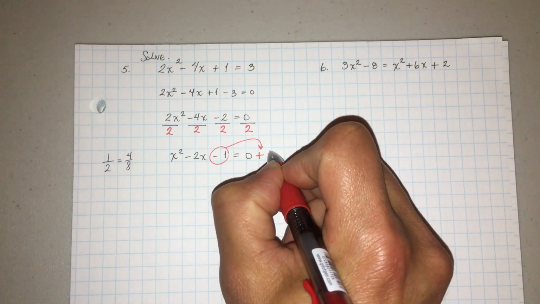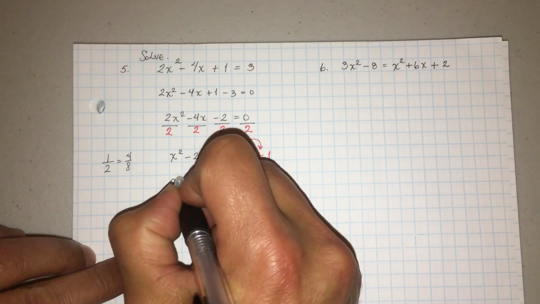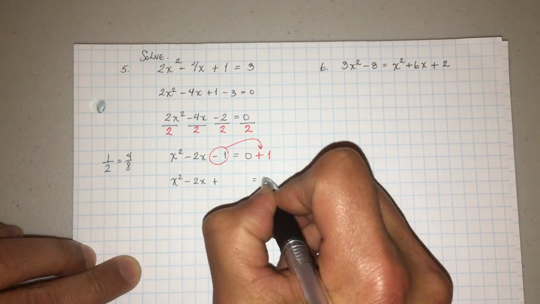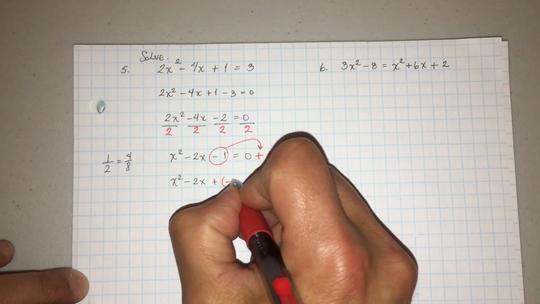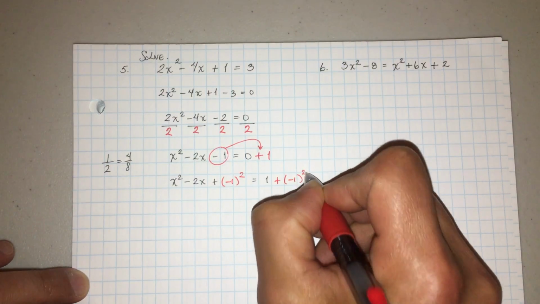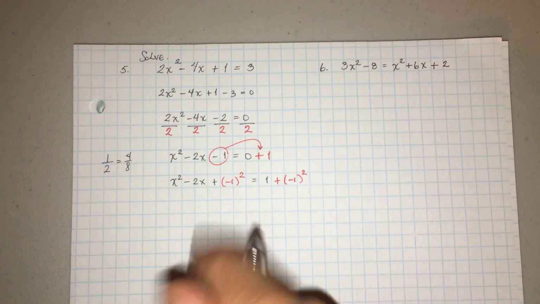So the negative 1 becomes a positive 1. So now I'm left with x squared minus 2x and plus something. 0 plus 1 is 1. And then half of negative 2 is negative 1. We're going to square that. Remember, whatever you add on one side, you add on the other side. Okay. Now you can go ahead and factor this out.